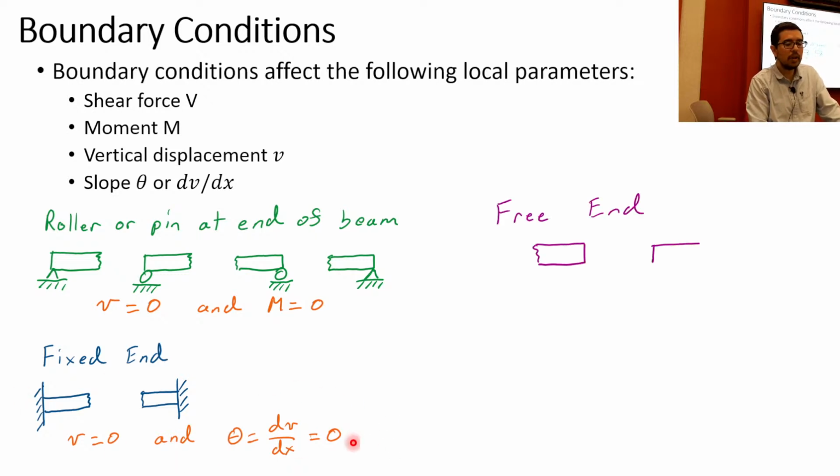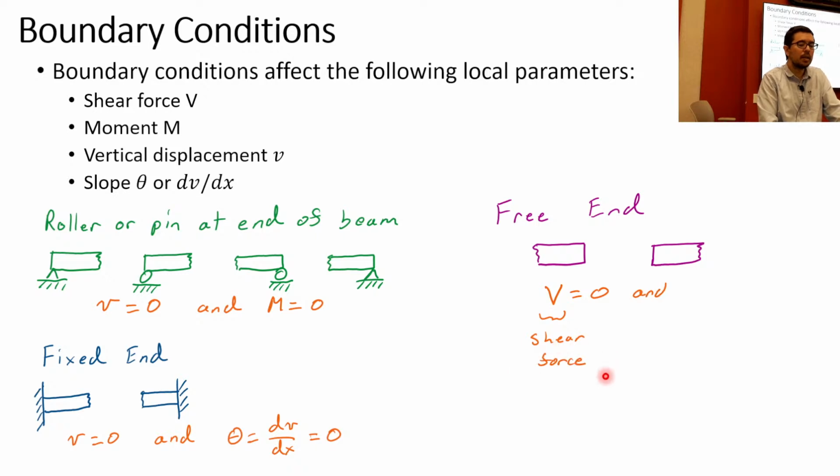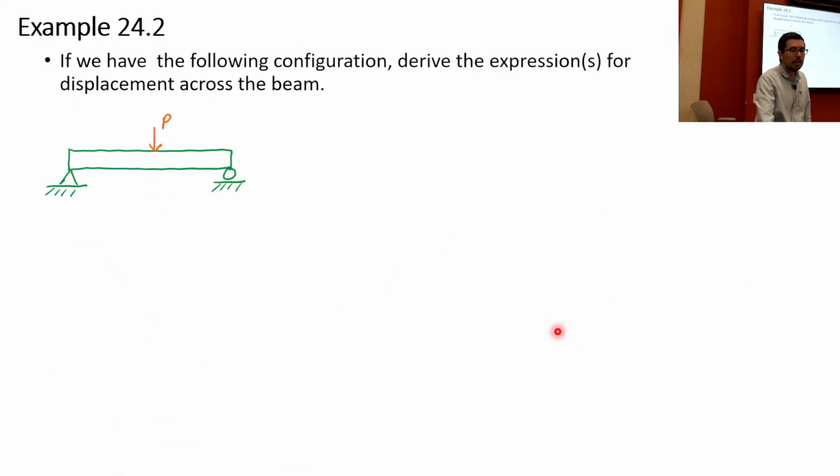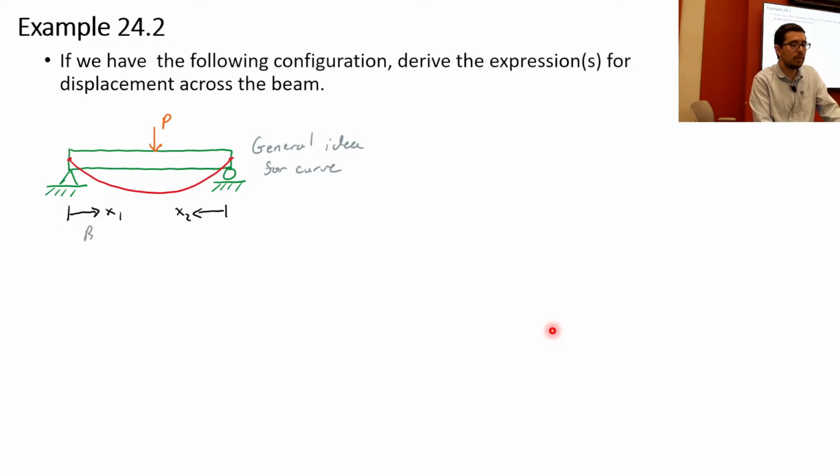If you have a free end, then the shear force and the bending moment are going to be equal to 0, which is nice. But it doesn't tell you exactly what the little v is. Remember, little v displacement, big V shear force. So here we have another example, and we have a general idea for the curve. That's one thing that we do. We break it into two regions. We have x1 and x2.